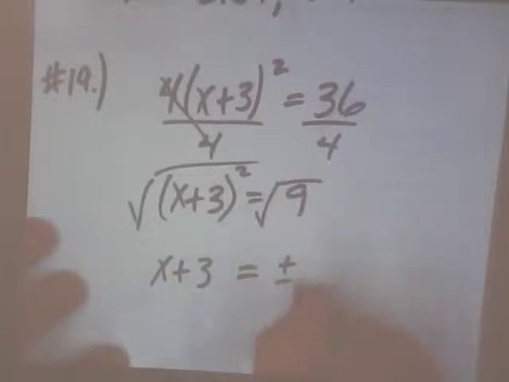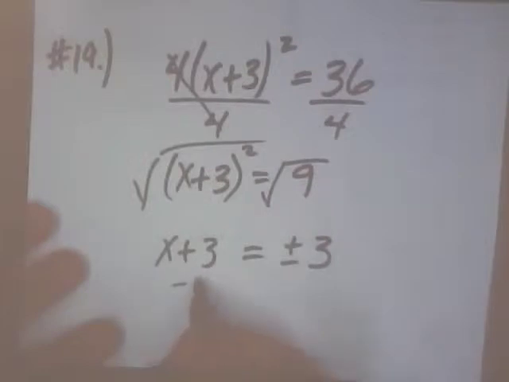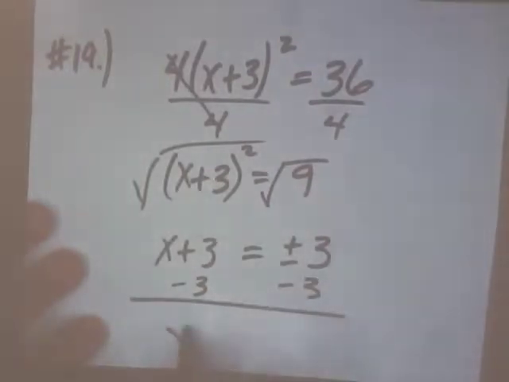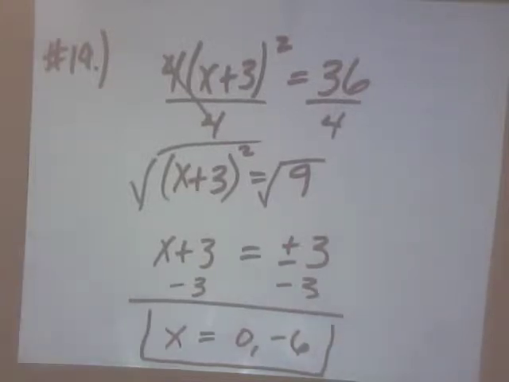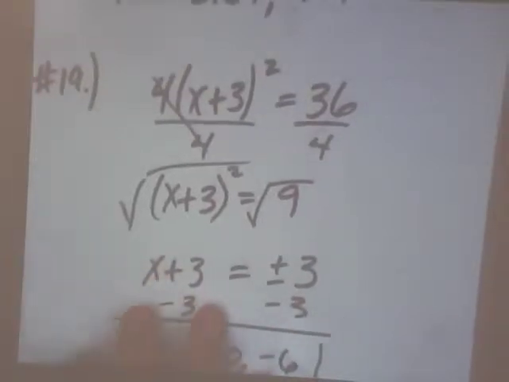Plus or minus 3. Remember the rule, if you create the square root you got to put a plus or minus in front of it. Now what? Minus 3 to both sides. X equals positive 3 minus 3 is 0. Negative 3 minus 3 is negative 6. Any questions? Okay, 20.